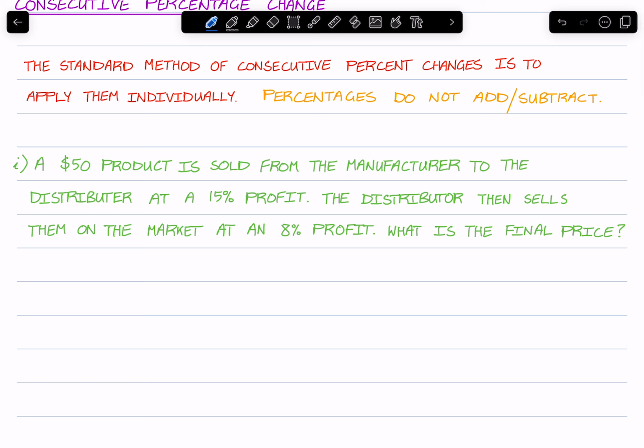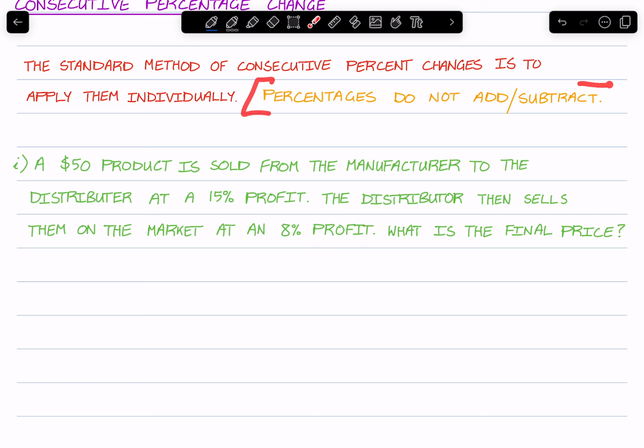So let's say we have a $50 product and it's going to go from the person who made it, the manufacturer, to the person who's going to distribute it at a 15% profit. So the person who made it wants a 15% profit, so they're going to increase this first by 15%. The distributor then is going to sell this onto the market for another 8% profit.